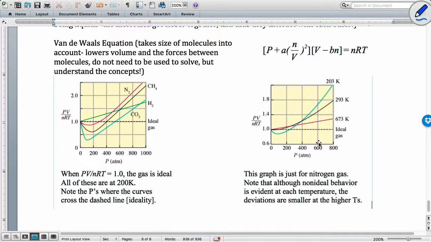Same here. You can look at different temperatures. For an ideal gas, PV over nRT should be a constant. But at different temperatures, the higher the pressure goes, it's going to get a little off. The higher the pressure, the more the deviation. Higher temperatures have less deviation. The lower the temperature, 203 versus 673, the more deviation. So good to know.